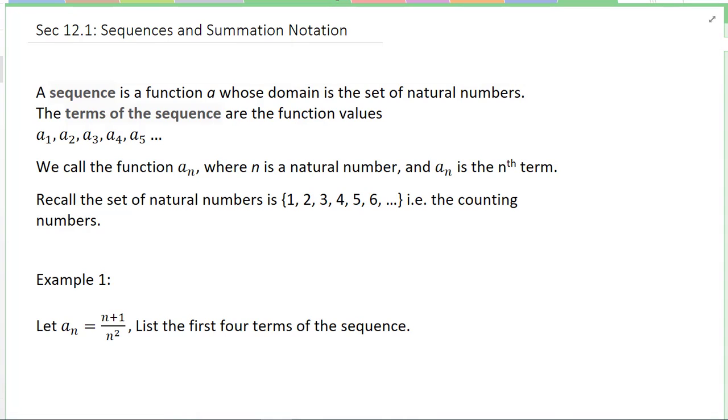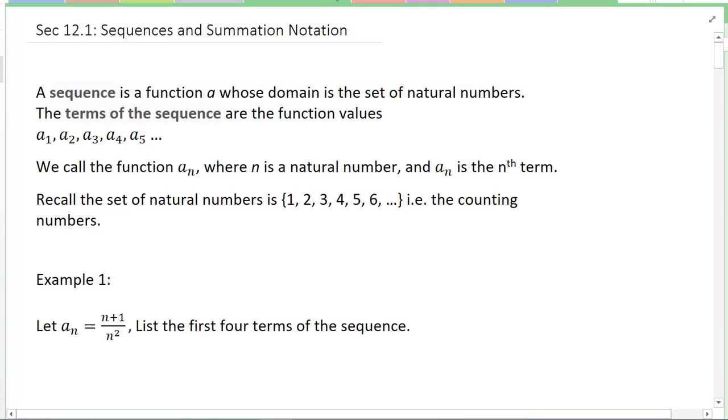So first of all, what is a sequence? A sequence is a function whose domain is a set of natural numbers. The terms of the sequence are the function values. So we usually say a sub 1, a sub 2, a sub 3, a sub 4, a sub 5, and so on. It goes on to infinity because the natural numbers go on to infinity.